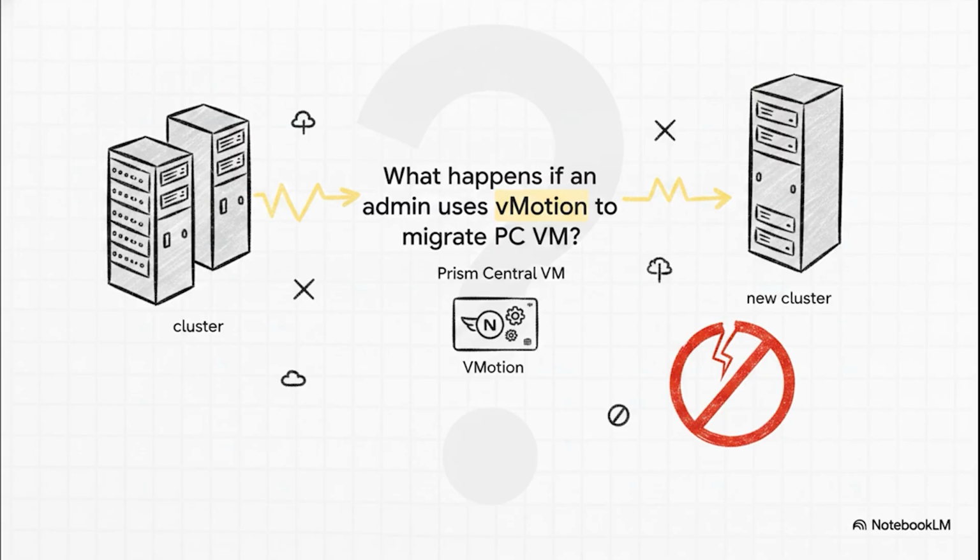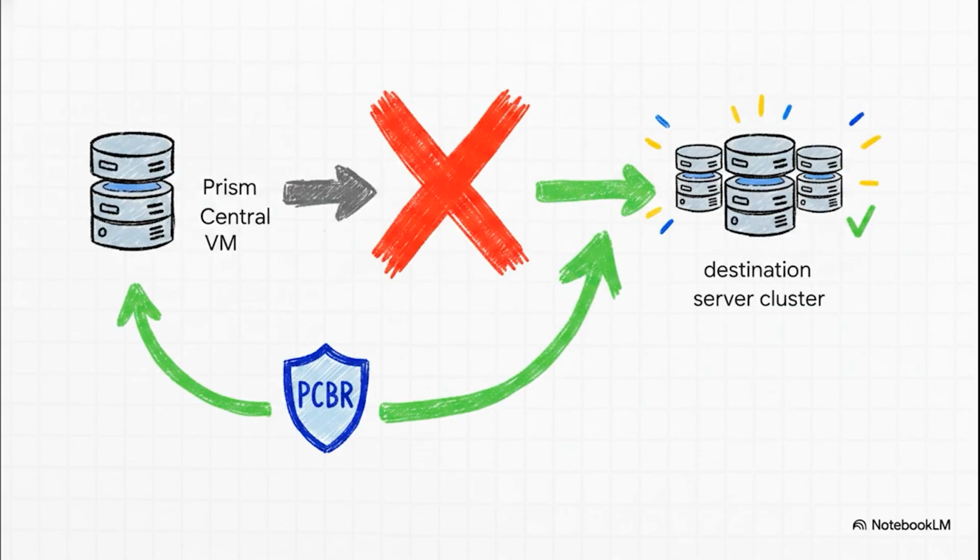Here's a classic exam trap scenario. Imagine a multiple-choice question that asks, an administrator decides to use VMware vMotion to migrate a live Prism Central VM to a completely new cluster to balance compute resources. What is the expected outcome of this action? The answer you have to select is that this action leaves the entire system in an unsupported state. Live migrating Prism Central instances using vMotion is strictly forbidden by Nutanix. The underlying database mechanisms just aren't designed to survive that type of hypervisor-level stun and move.